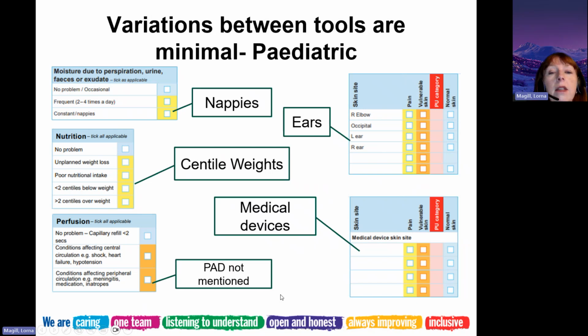And the final two slides are just to show that the pediatric and maternity versions have very minimal differences between them. So the teaching and the training for all Purpose T is the same, and these slides show that the minor changes are in the pediatric version. They have included nappies and they refer to centile weights instead of BMIs. Pediatrics have not yet had the opportunity to develop peripheral arterial disease, and they have included ears as one of the skin sites because of the larger head size in the very small pediatric population. We, of course, can include ears on our additional sites listed.